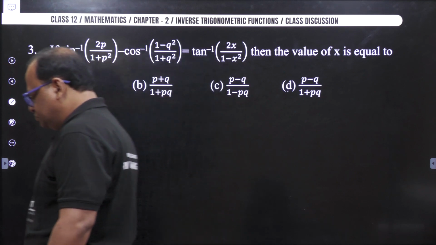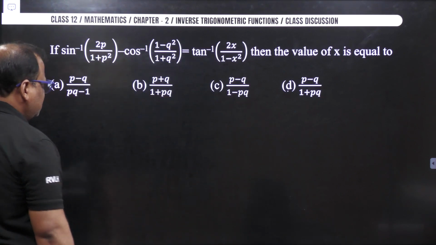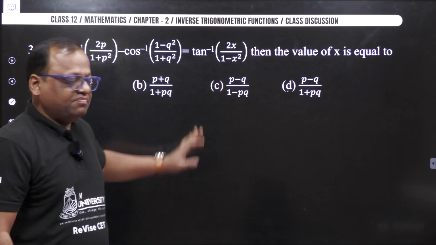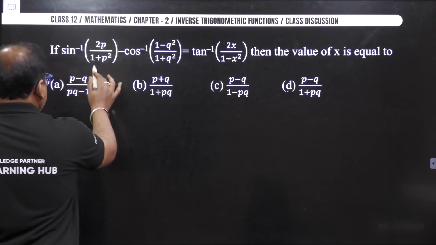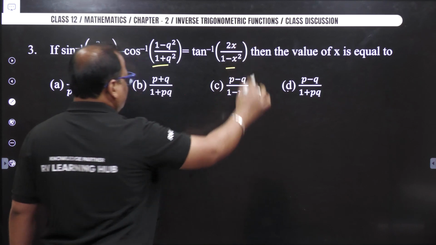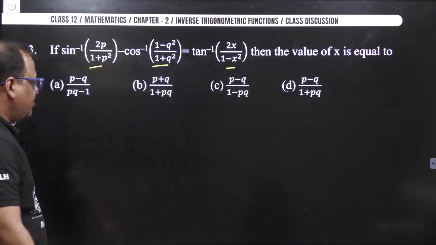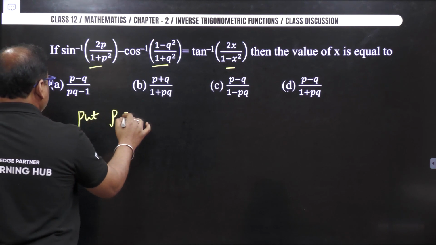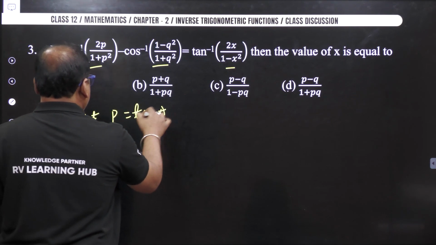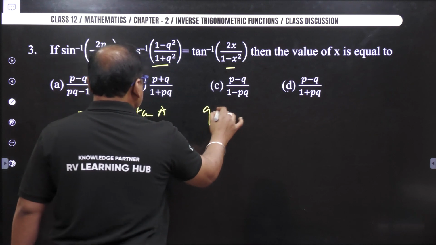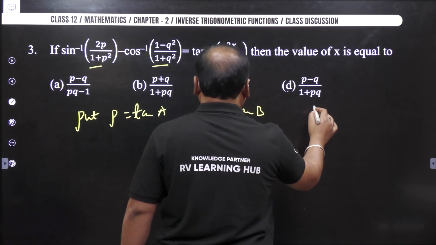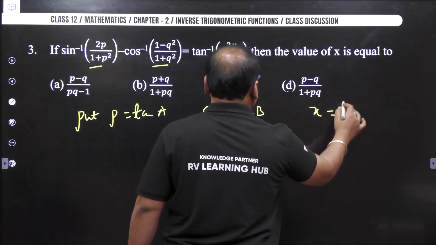Third question. This is a simple technique of the first PU trigonometry formula. These are of the form tan. So what I am going to do: put P is equal to tan A, Q is equal to tan B, and X equal to tan C.